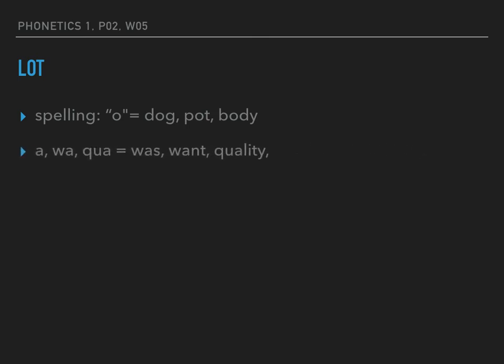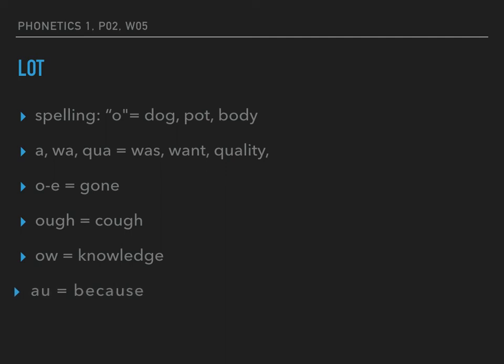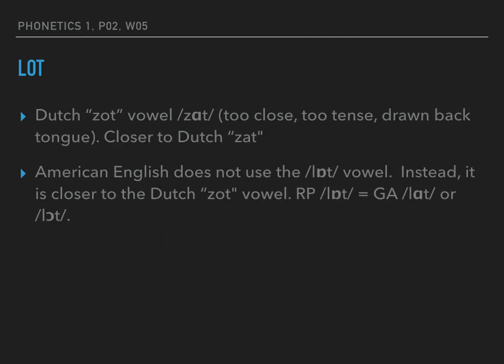We also have the A, WA, and QUA, like was, want, and quality. The O followed by a consonant followed by an E, like gone. And once again, the OUGH, which we also see with the strut vowel, where we have words like cough. The OW as in knowledge, the AW as in because.